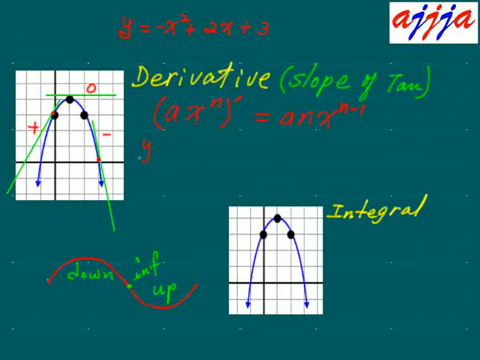In this case, let's use the original equation, the functional equation, where y apostrophe means the derivative of that. We're going to move this 2 to the front, negative 2.